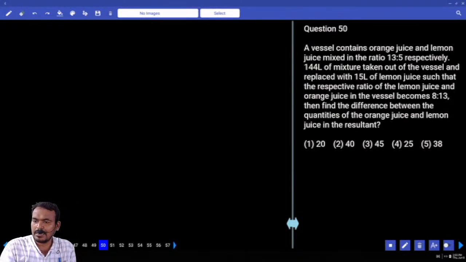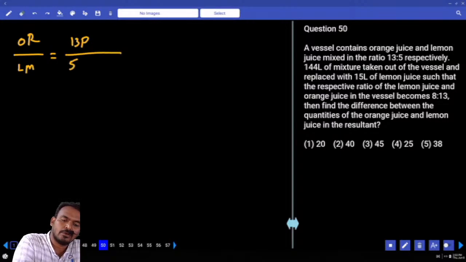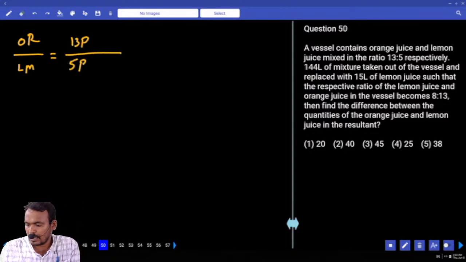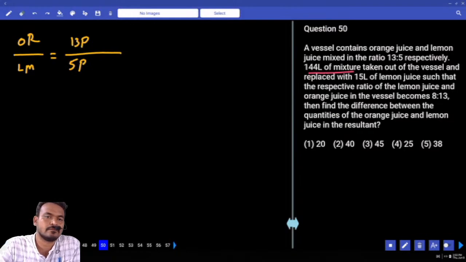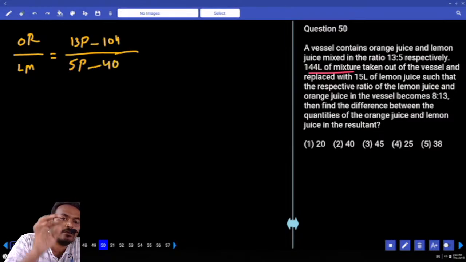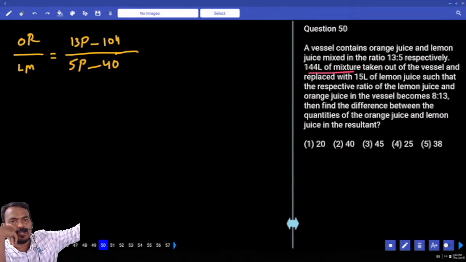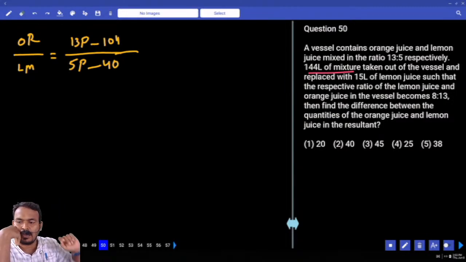First, initially orange juice is 13 parts and lemon juice is 5 parts. Total is 18 parts. Out of 18 parts, 144 liters are taken out, so 18 parts are 144 and every one part is 8 liters. Then 13 parts are 104 and 5 parts are 40. So first 104 liters of orange are taken, second 40 liters of lemon are taken.